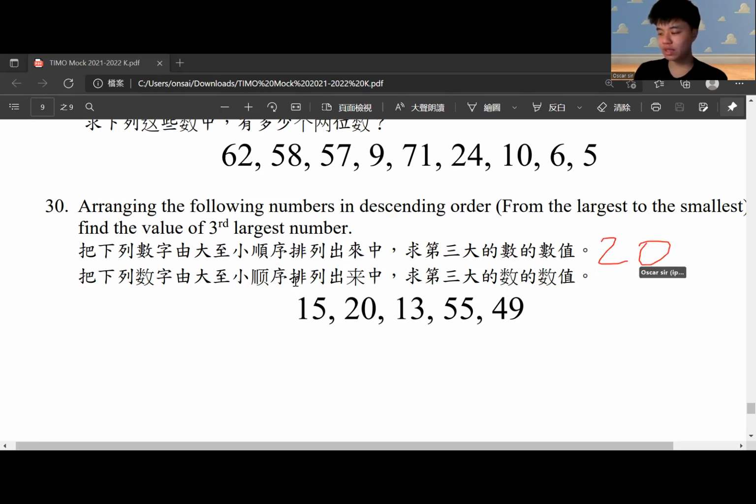Someone is saying it's 20. Okay, so let us arrange them. The answer is rather 20. So, descending order.